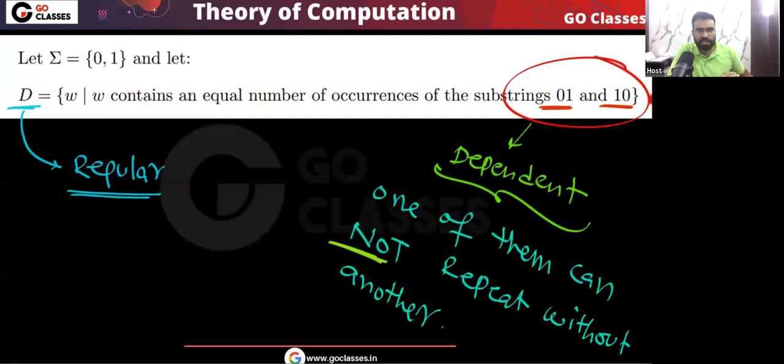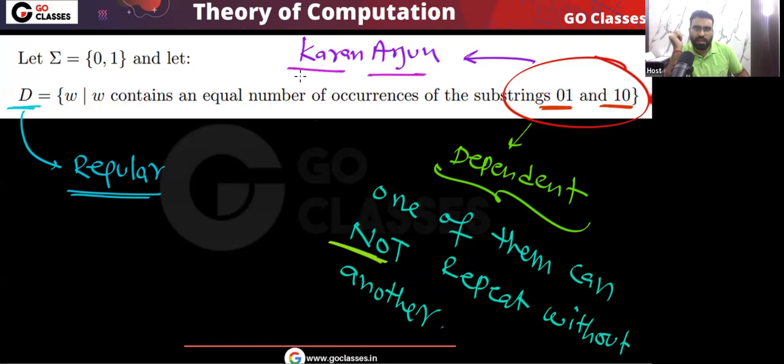Or you can understand it through that movie: Karan aaya to Arjun bhi aayega. These are like Karan Arjun. There is a Bollywood movie, a Shahrukh Khan, Salman Khan movie, Karan Arjun. In that movie, there is a dialogue: if Karan has come, then Arjun will also come. So these two people are basically Karan Arjun. That is the reason one of them cannot repeat without another.